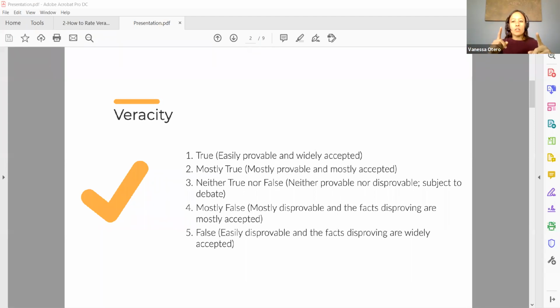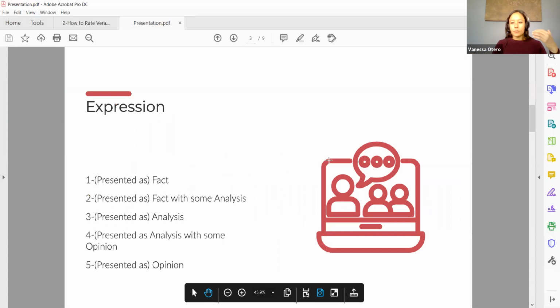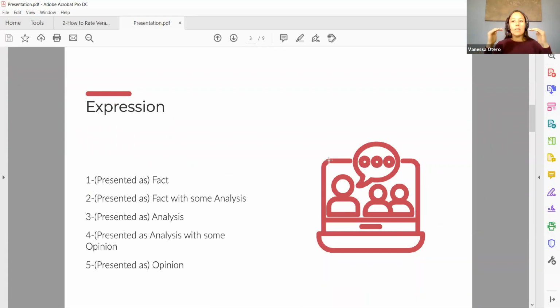We typically learn fact and opinion in a simplistic fashion when we were young as well, like first to third grade. Like, the sky is blue is a fact, and I like broccoli is an opinion, okay? But there's more useful ways of categorizing this concept, and we do it on a scale called the expression scale, okay? So the expression scale talks about how a sentence is phrased and presented, okay?